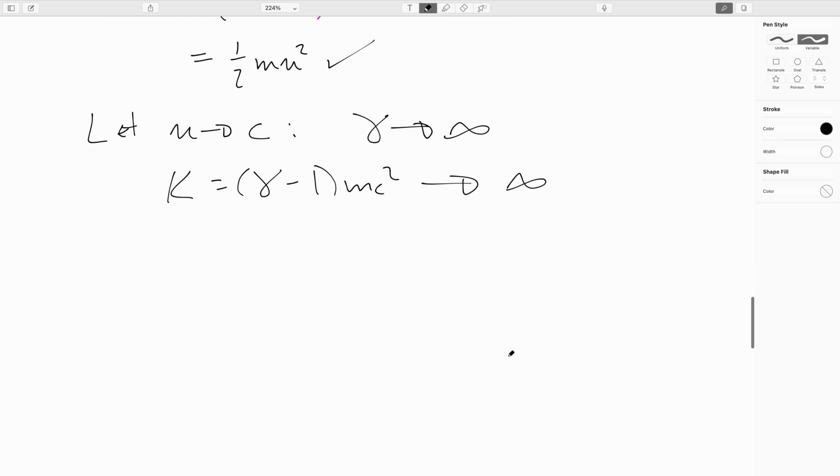So it turns out that if you're massless, you can only go at the speed of light. And if you have mass, you must always go less than the speed of light. So this means that the speed of light is indeed the speed limit.